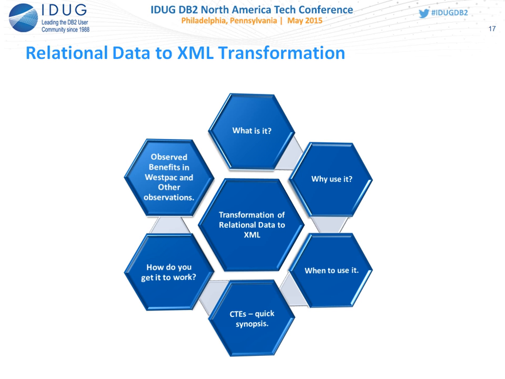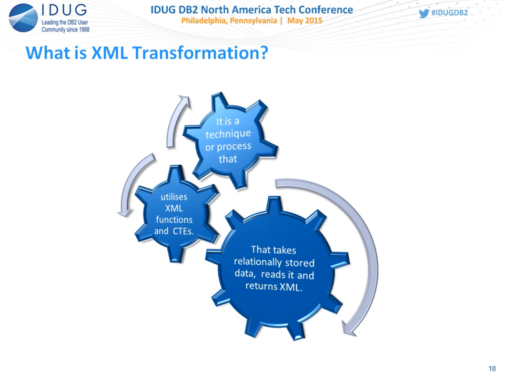As part of the SQL code that was developed within this Java, we decided to actually transform relational data directly to XML. So again, what I'll do with this is go through what this is, why we did it, how to use it, etc. XML transformation is a process or technique that utilizes XML functionality and CTEs to take relational data and actually return an XML string.